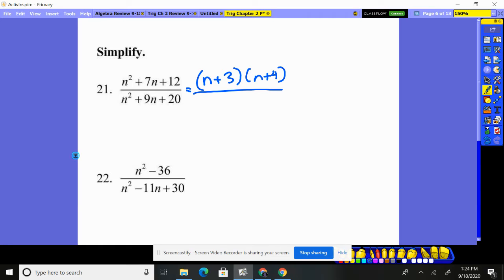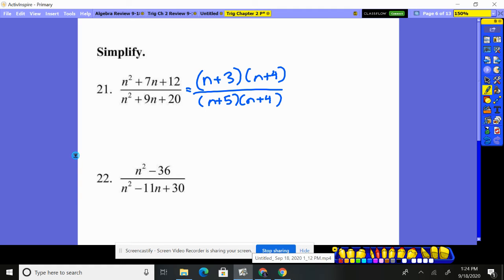For the bottom, what multiplies together to give me a positive 20, yet added gives me a positive 9? Looks like a 5 and 4. n plus 5, n plus 4. Now, what good does this do us? Well, we realize, hey, they both have an n plus 4 that can cross out. So this simplifies to n plus 3 over n plus 5, which is much easier.